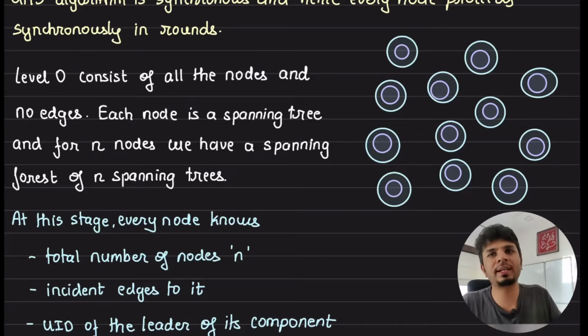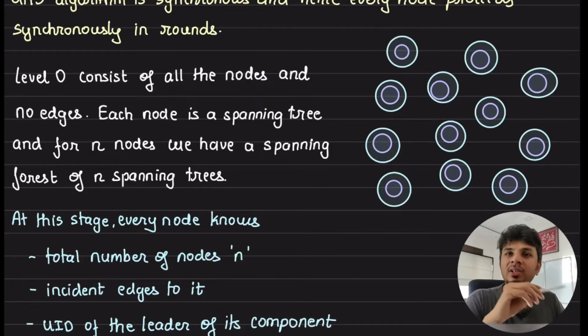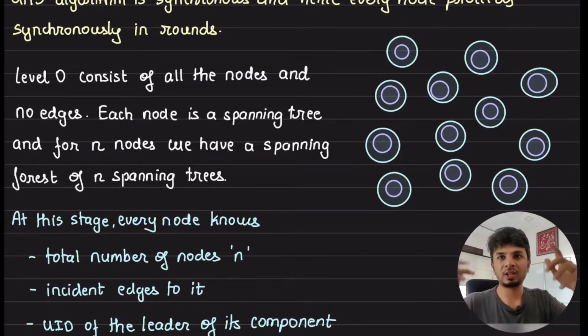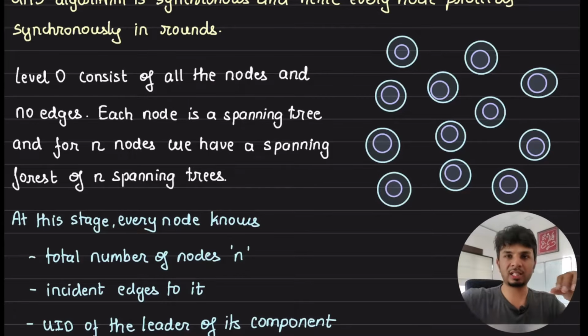There are no edges, so it's covered. So level 0 consists of all the nodes and no edges. Each node is a spanning tree in itself. And for n nodes, we have a spanning forest of n spanning trees, right? So if I have n nodes in my network at level 0, where there are no edges covered yet, this is a spanning forest of n spanning trees, right?